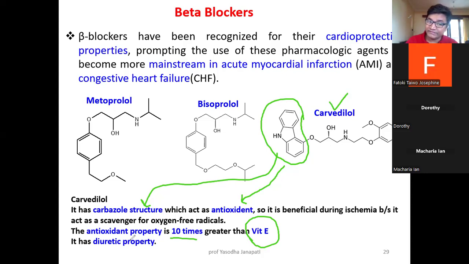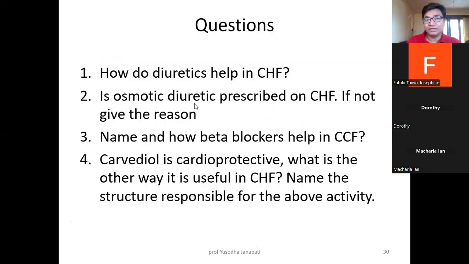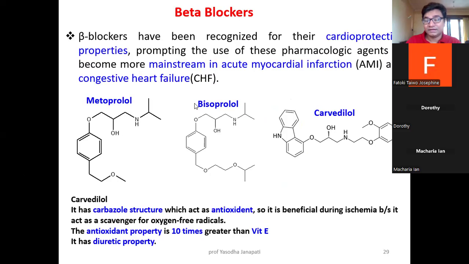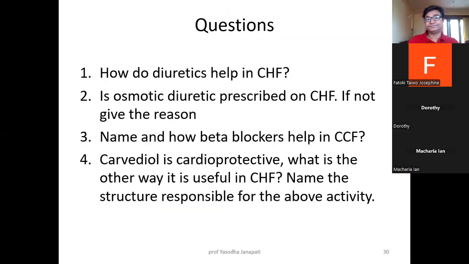And it also has diuretic property. So these are the various drugs used in congestive heart failure, and their uses. Any doubt, please? Now, someone can answer question number 1.